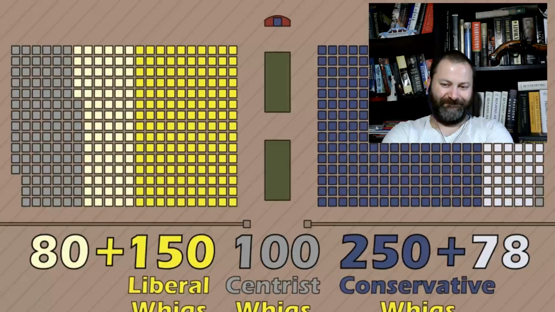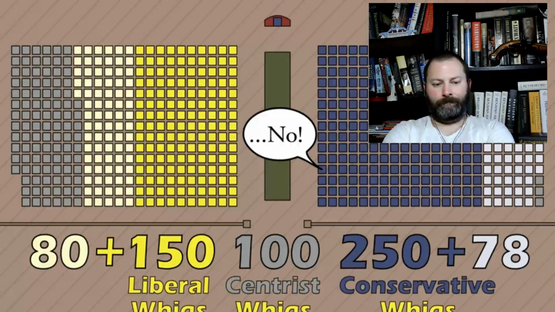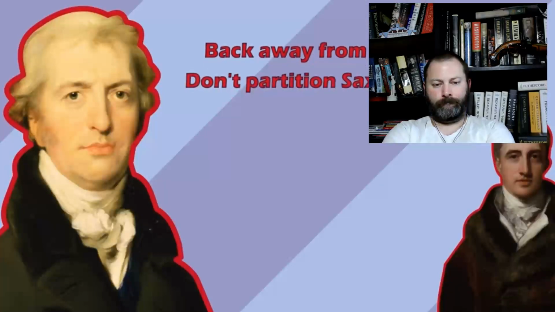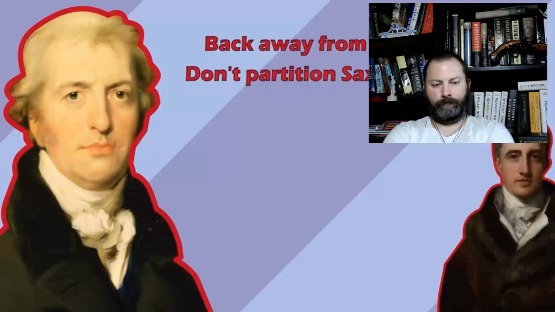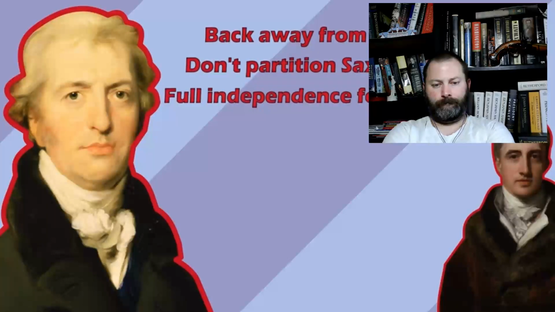The liberals wanted to paint Liverpool as sympathetic to the Russian tyrant, and so Liverpool needed to prove them wrong. He wrote to Castlereagh, instructing him to back away from any deal that would partition Saxony or Poland. The official British position would now call for full independence for both countries.